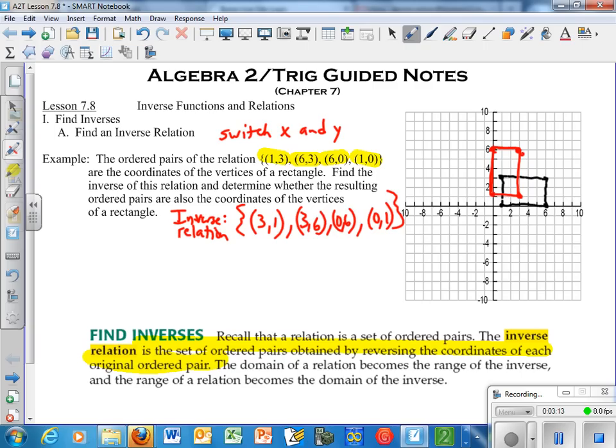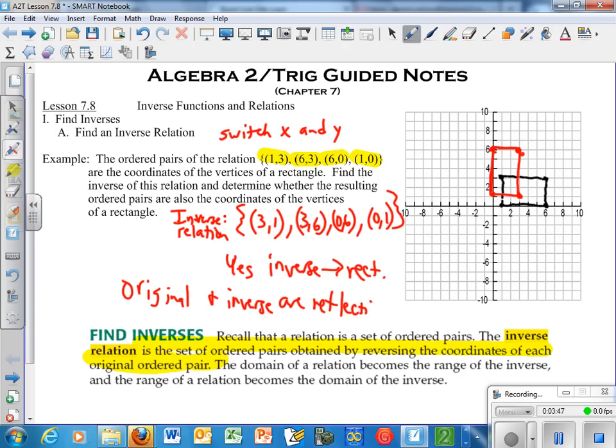So it asked us, determine whether the resulting ordered pairs are also the coordinates of the vertices of a rectangle. Yes, the inverse is also a rectangle. And what you want to notice with inverses, if you look at the original and the inverse, the original, in this case a rectangle, and the inverse are reflections over the line y equals x.